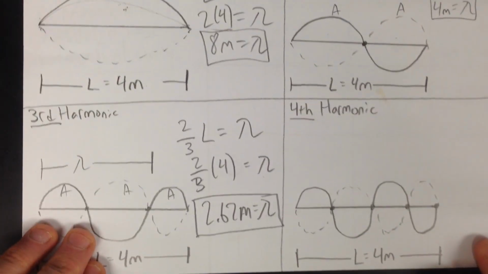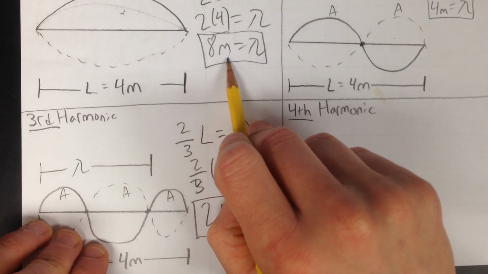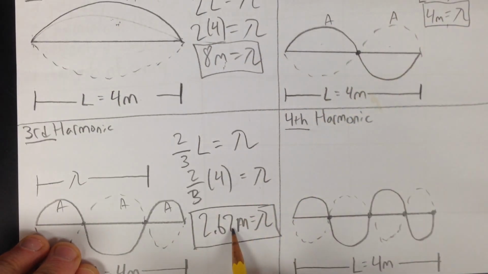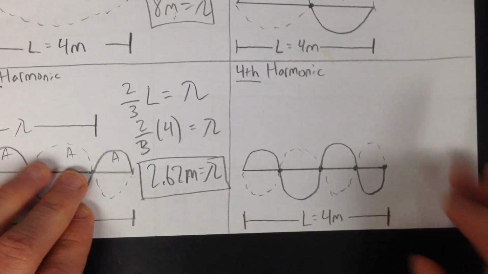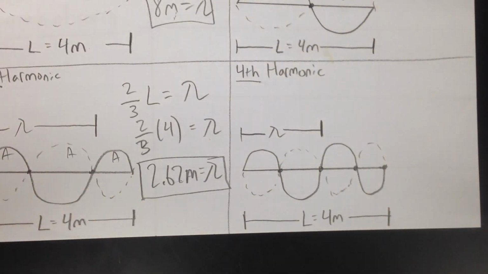As you can see, we go from the first, where the wavelength's really long because the waves are stretched, to smaller waves in the second, and an even smaller wavelength in the third harmonic. And the fourth harmonic, again, what's the length of 2 antinodes? That's the wavelength.